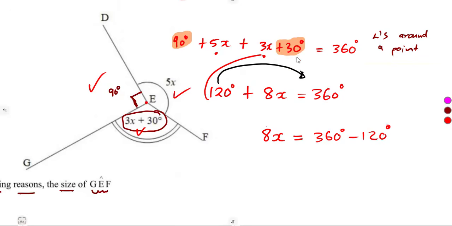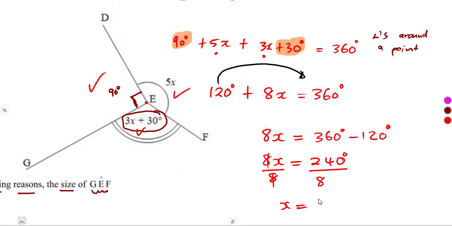We take this, it crosses the equal sign, it changes the sign. So 8x is equal to what? We are solving for x, guys, okay? That is going to give us 240 here. Then divide by 8 both sides. So x is equal to 30 degrees.